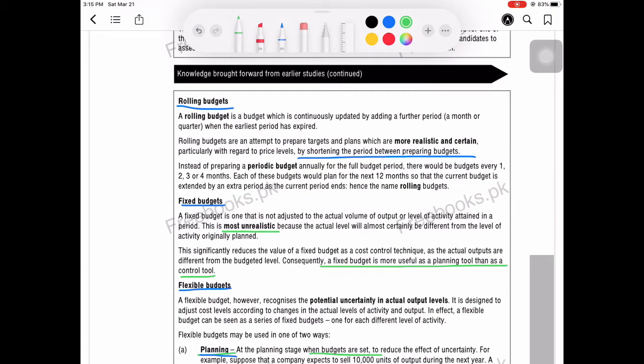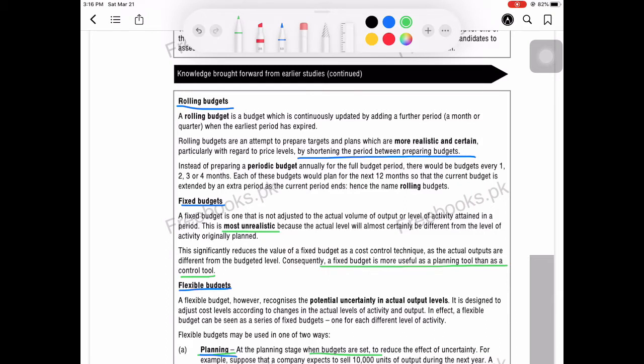So the rolling budget is a budget which is continuously updated by adding a further period. It can be a month or a quarter when the earliest period has expired. So basically, if let's say the year 20x2 has got over, and now for the year 20x3 you need to prepare budgets. You already have the budgets for 20x2, so what you usually do is you actually roll it forward. That means you have the carrying balances of the last year, that is the year 20x2, and then you put them as opening costs, for example.